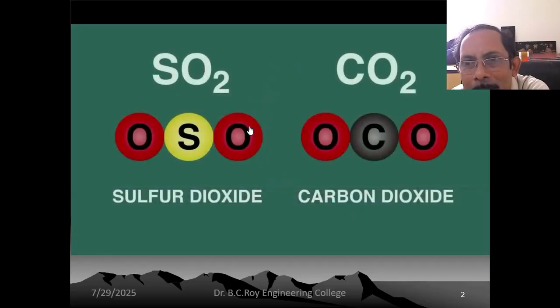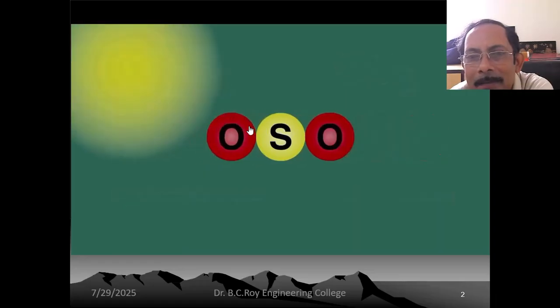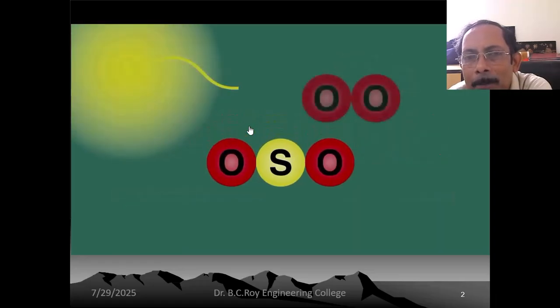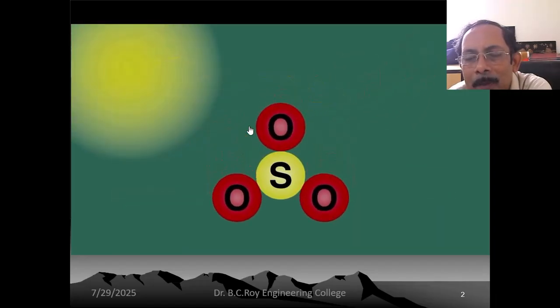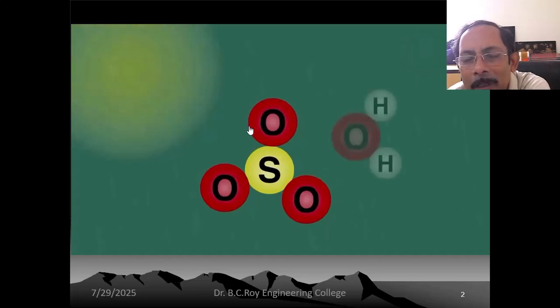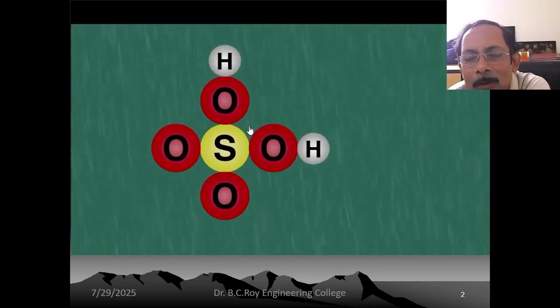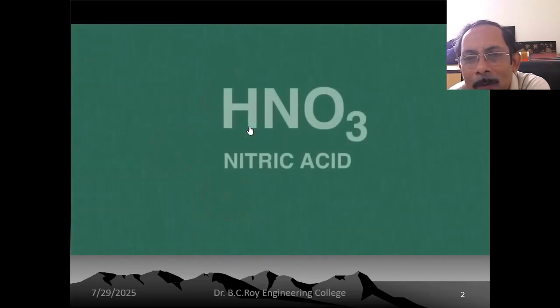So SO2 and CO2 gases are produced, which are acidic gases. In the presence of sunlight, photochemical reactions occur where sulfur dioxide reacts with more oxygen to form sulfur trioxide. This is converted to SO3. SO2 dissolves in rainwater, forming sulfuric acid, and SO3 gets attached to one molecule of water, producing sulfuric acid.